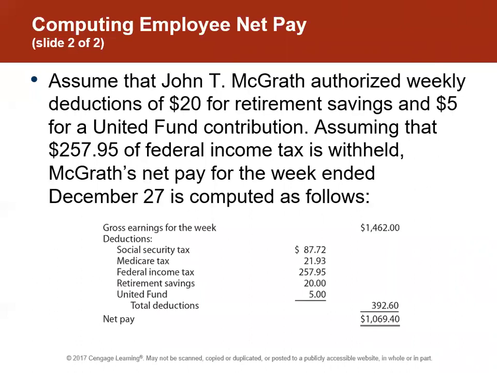His gross earnings for the week were $1,462. We calculated Social Security tax at 6% of that. They showed that on the previous slide. Medicare was 1.45%, so we did that calculation. They gave us the federal income tax. They told us he's putting $20 into retirement and $5 into a charitable donation. We added everything that's being taken out of his paycheck, which was $392.60. So we will write a check to John T. McGrath for $1,069.40. That's his net pay or take-home pay.